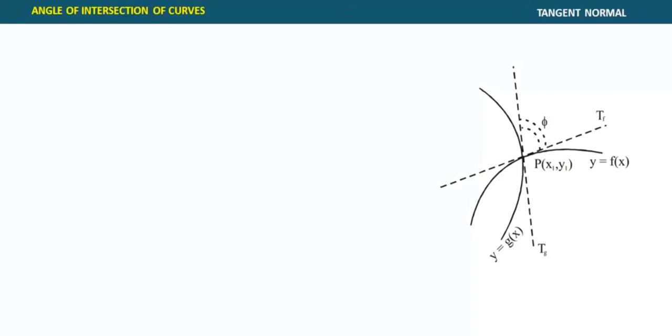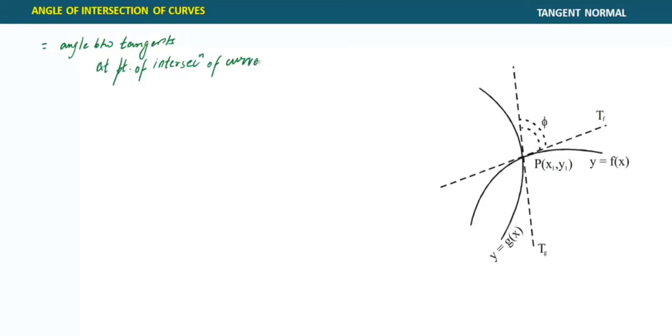So now let us understand the concept of angle of intersection of curves. What do you mean by angle of intersection of curves? It is actually equal to the angle between tangents at their point of intersection. Angle between tangents at the point of intersection of the curves. This is the actual meaning of angle of intersection of curves, right?